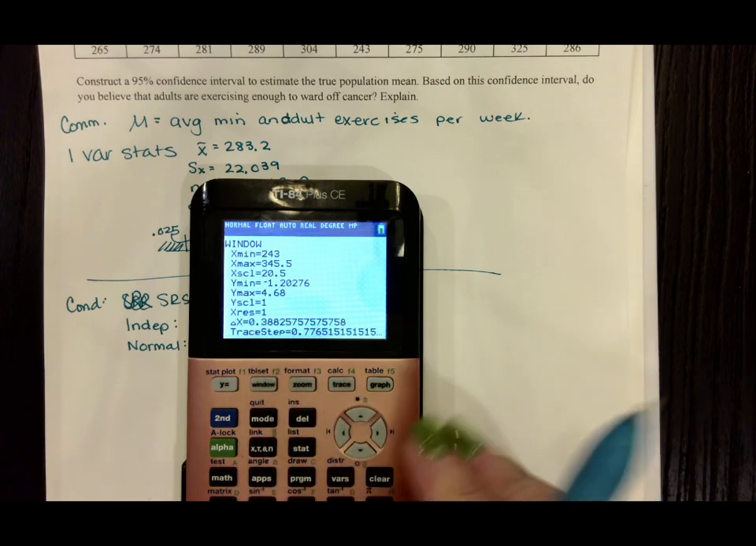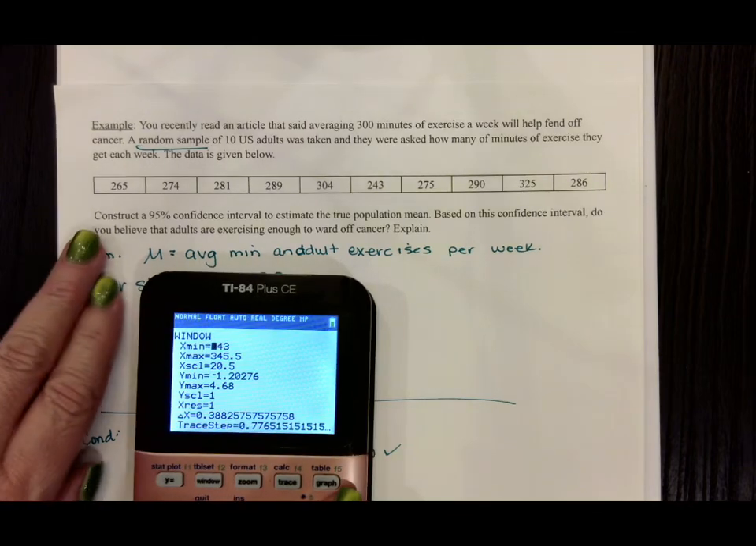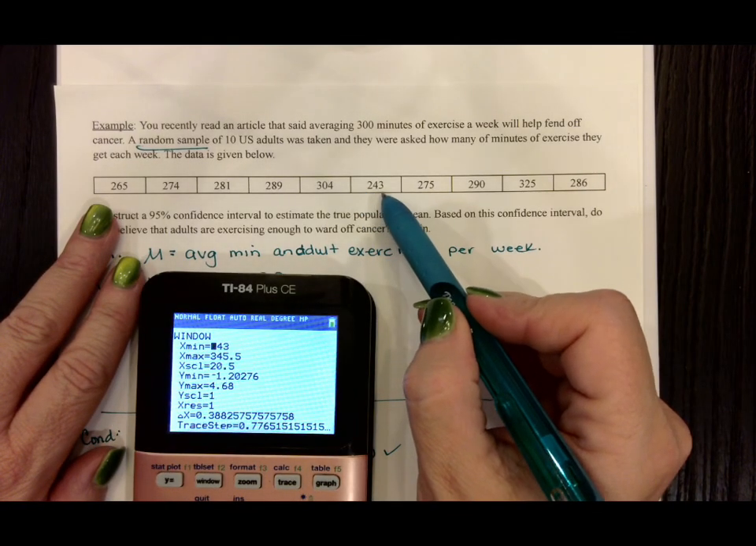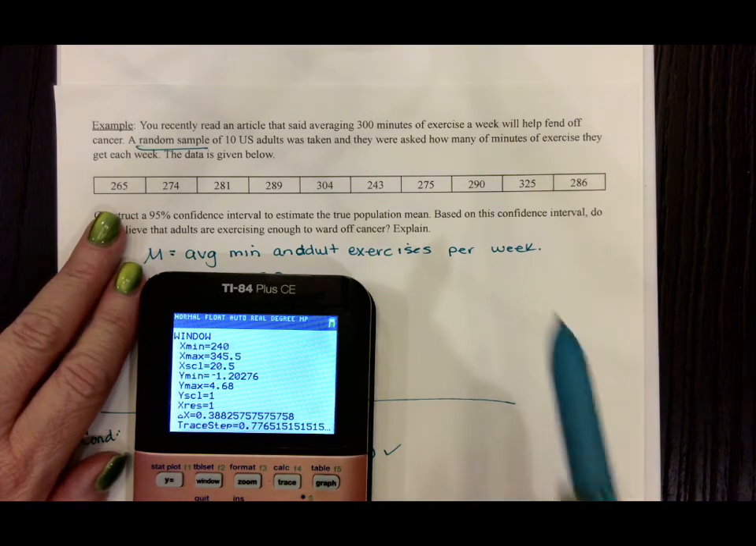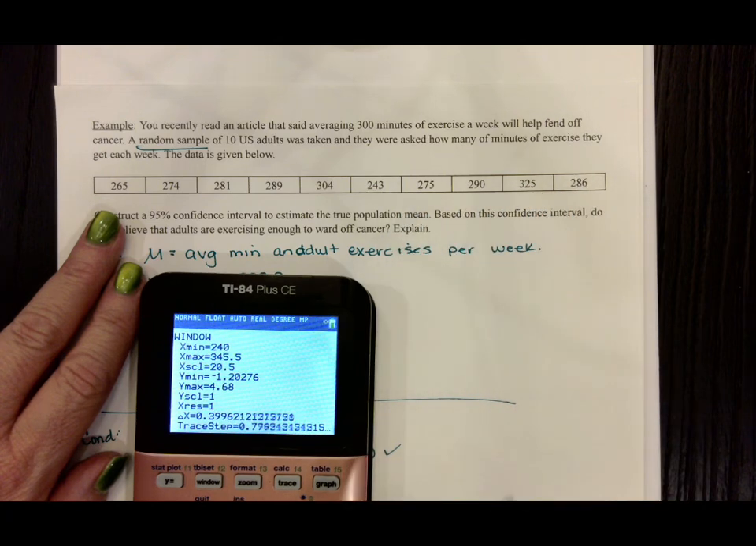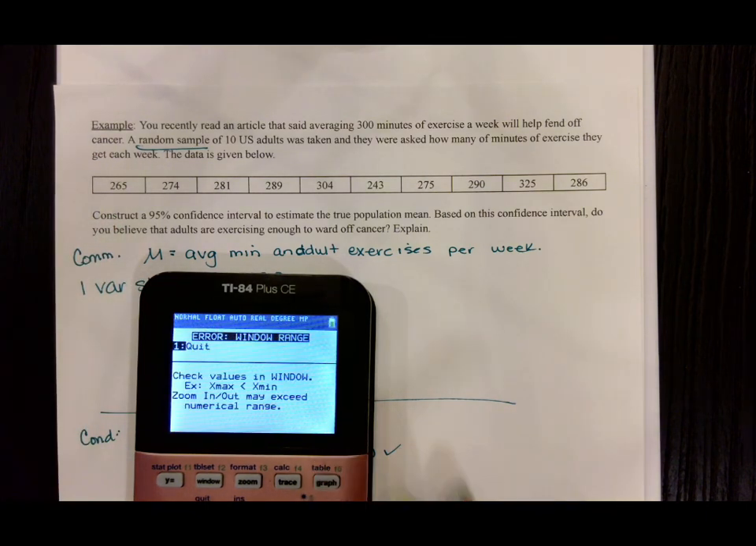Let me change my window. I'm going to make these numbers match my numbers up here. It looks like my min is 243, so if I start at 240 and my max is 340, and this time I make my scale 20, and I graph this again.